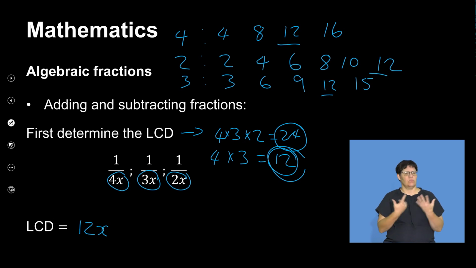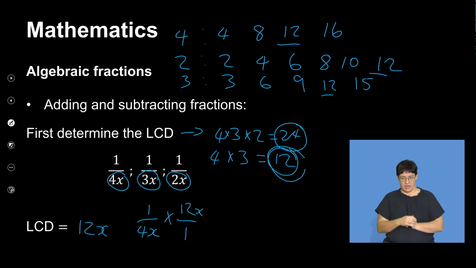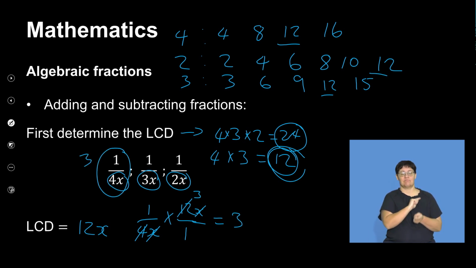What do you do with the lowest common denominator? You multiply each and every term by the lowest common denominator in order to get rid of the fraction. So if I multiply everything here by the 12x, 1 over 4x multiplied by 12x over 1, the x and the x will divide, the 4 goes in 3 times there, so my answer will just be 3. So it means this will now become 3. It's no longer a fraction. It's a fraction though, but over 1.